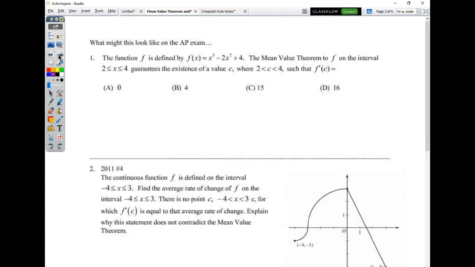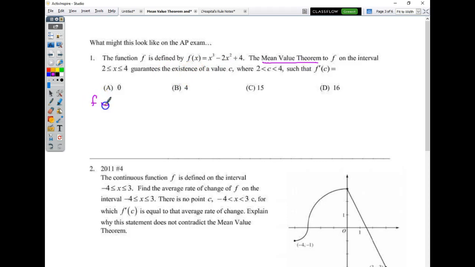So now let's take a look at some AP exam questions. We get all sorts. For instance, number 1 here, the function f is defined by f of x equals x cubed minus 2x squared plus 4. The mean value theorem of f on the interval 2 to 4 guarantees the existence of the value c. So we're already saying that MVT guarantees something, so that means that we're good on the continuous and differentiable. We could still state that.